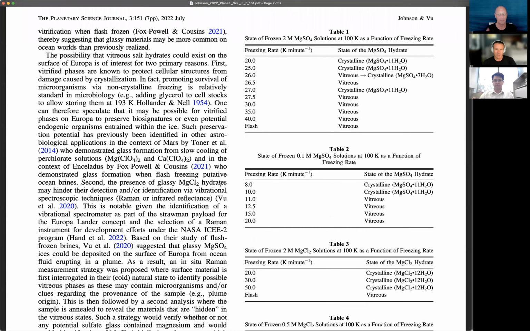But in this paper, we took that first problem and asked: over what range of conditions will we see these glasses form? And thus, how broadly applicable is this idea to surfaces on ocean worlds in the solar system? So that's where we got started with this.